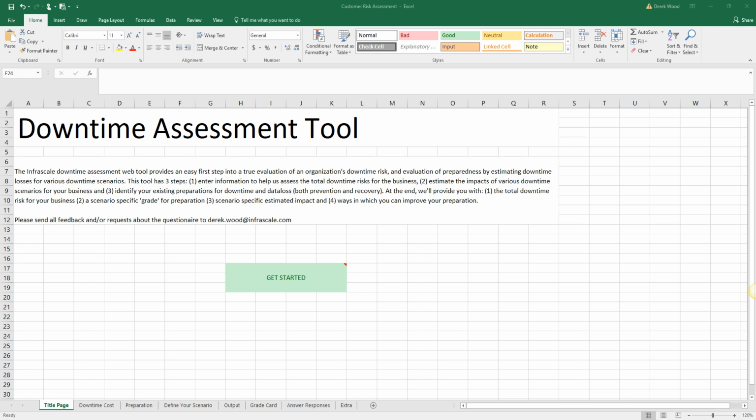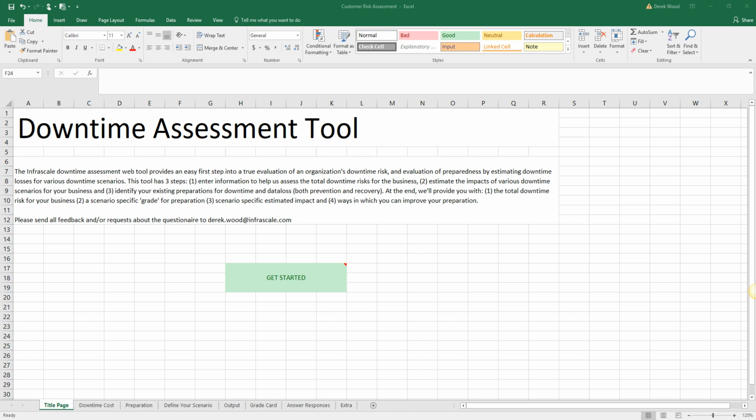In today's session, we're going to be covering the new downtime assessment tool that you can use for your customers early in the sales cycle and throughout the life cycle of your relationship with your customer. So the idea here is to improve the clarity of communication and the clarity of the importance of the services that you're recommending that the customer have.